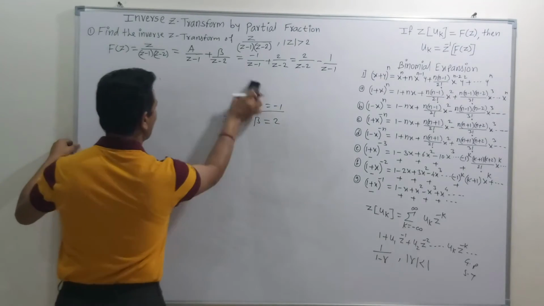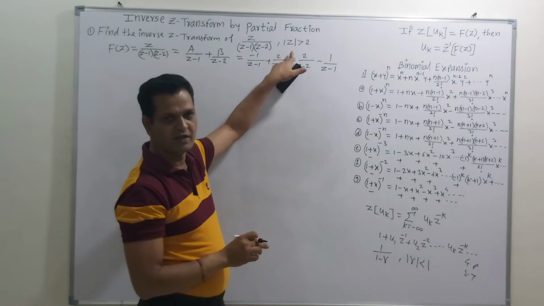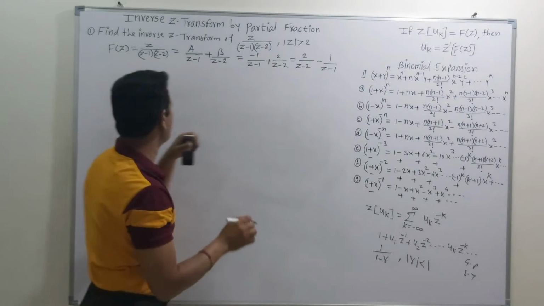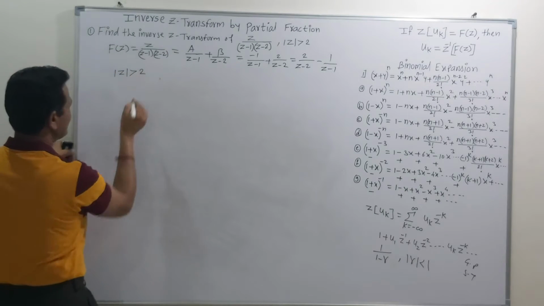Now friends, after partial fraction, let's first learn the concept of region of convergence. So here the region of convergence is that mod of z is greater than 2.